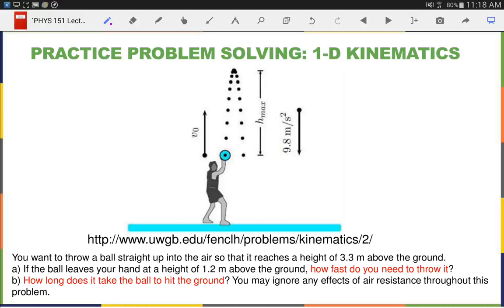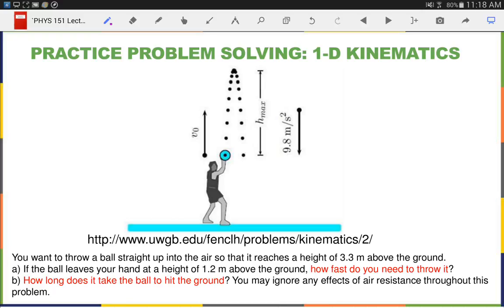So we have a problem. You want to throw a ball straight up in the air so that it reaches a height of 3.3 meters, somewhere up there. And your hand is 1.2 meters when it leaves the ground, so it's leaving your hand right about here. How fast do you need to throw it is the first question. How long does it take the ball to hit the ground is the second one. Now I use red here to highlight what it's asking. That won't be on the test either, right? You'll have to identify what it's asking.